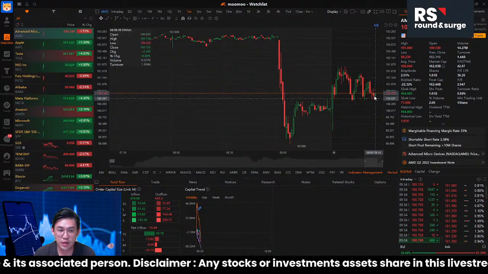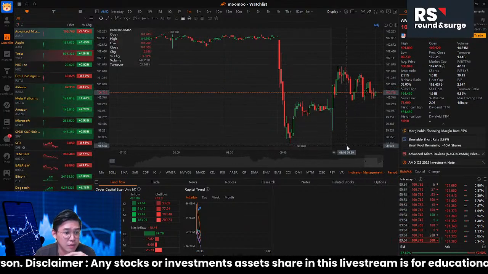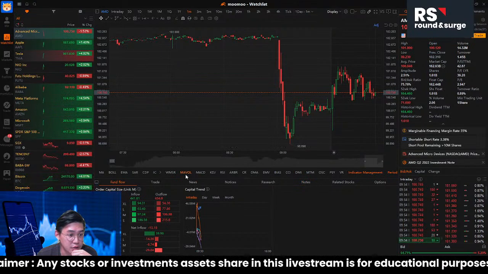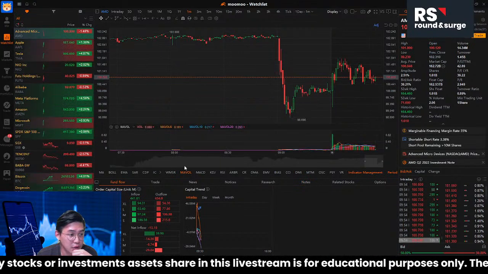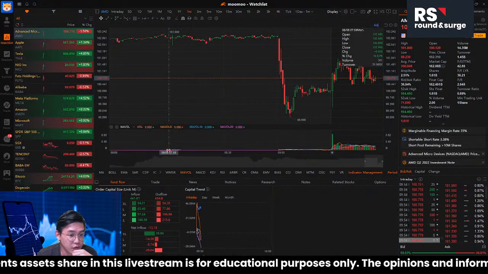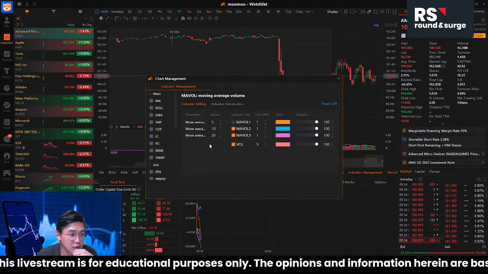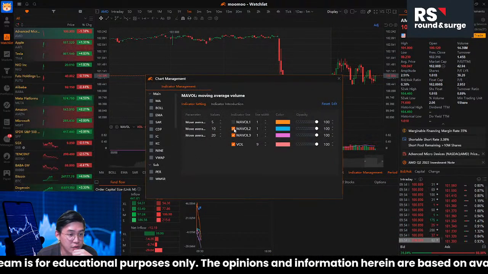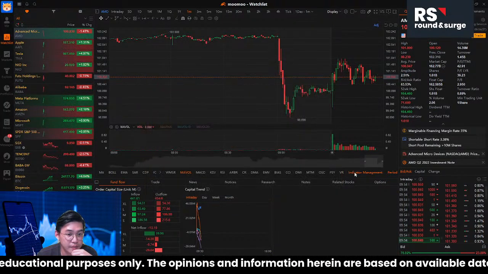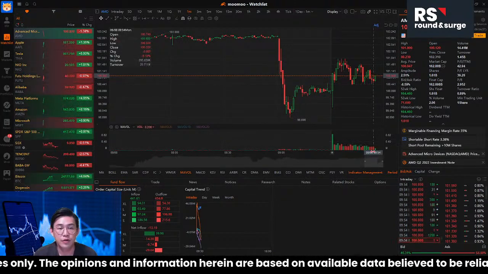I think right now the price is moving up. I don't like this volume, and how do I change that? I want volume, but I don't want moving average. Moving average, no. Done. Volume is higher than the previous one right now.